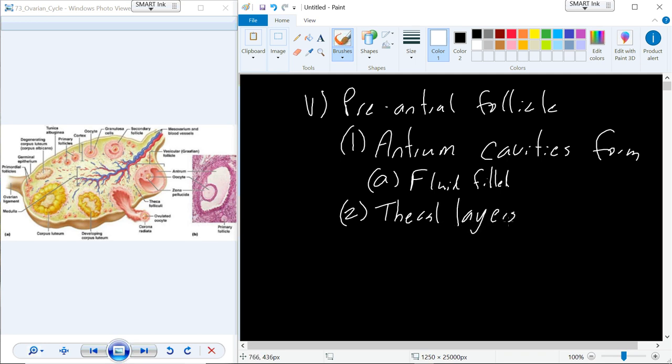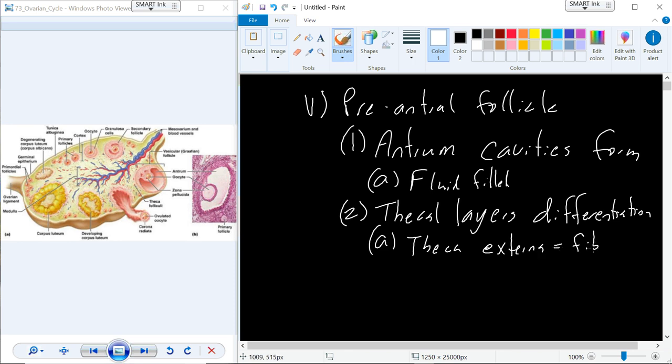And as the preantral follicle begins to form, the thecal layers undergo a differentiation, and we end up with two thecal layers. The first is called the theca externa, which is fibrous. And then the inner layer, theca interna, which is more vascular. Okay, so we can get this as the vascularization.